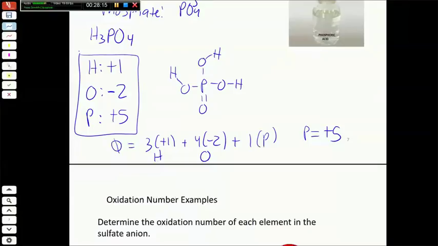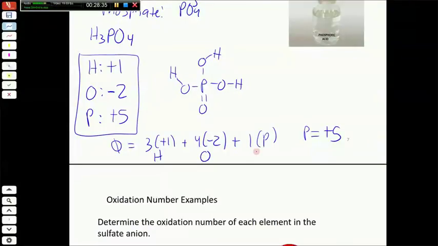Another helpful thing to keep in mind with oxidation numbers is that the highest oxidation number that a main group element can have is its group number. Phosphorus is in group 5, it will never have an oxidation number above +5. Okay, so if you ever get a phosphorus compound that you calculated to be +6, well, you messed up somewhere. It can't happen.